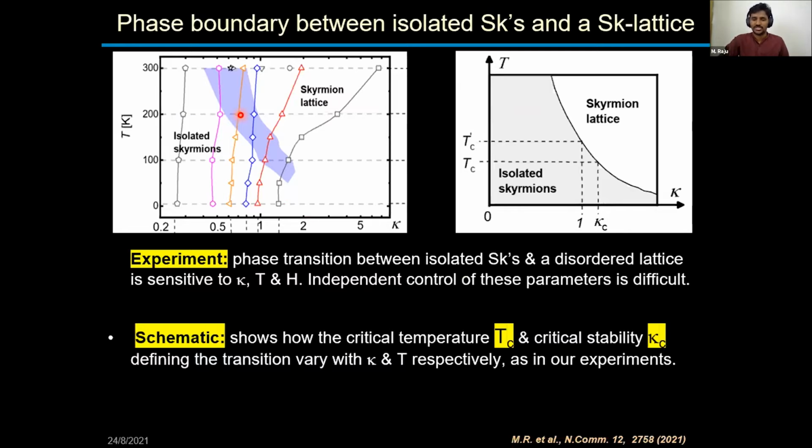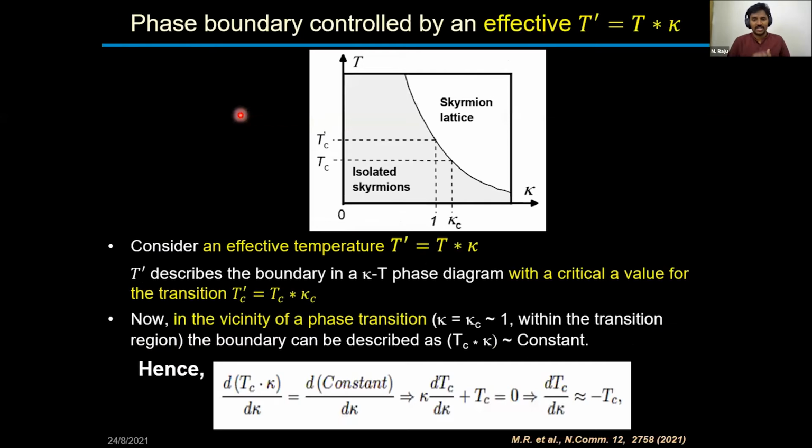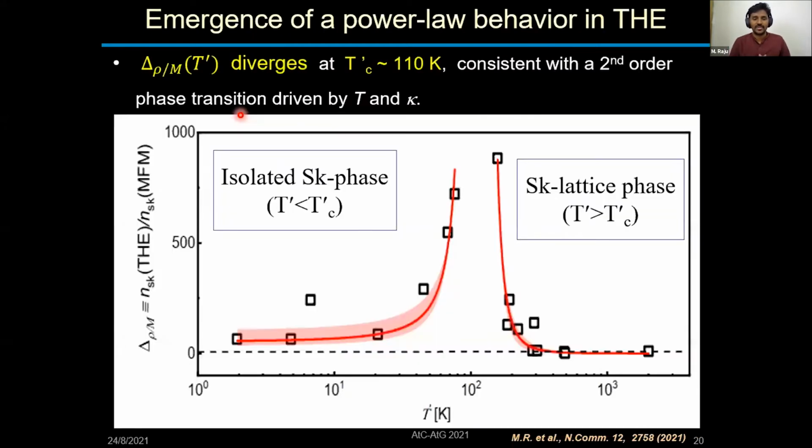In this case, the temperature and magnetic interaction strength give the control over critical behavior. So in our case, we cannot tune these two parameters independently, but if we combine their effect by taking an effective temperature as temperature and kappa as a product, one can simply produce a critical behavior phenomena across this transition. So when we combine such temperature and kappa along the x-axis, a nice power law behavior emerges in the topological Hall phenomenon that we see.